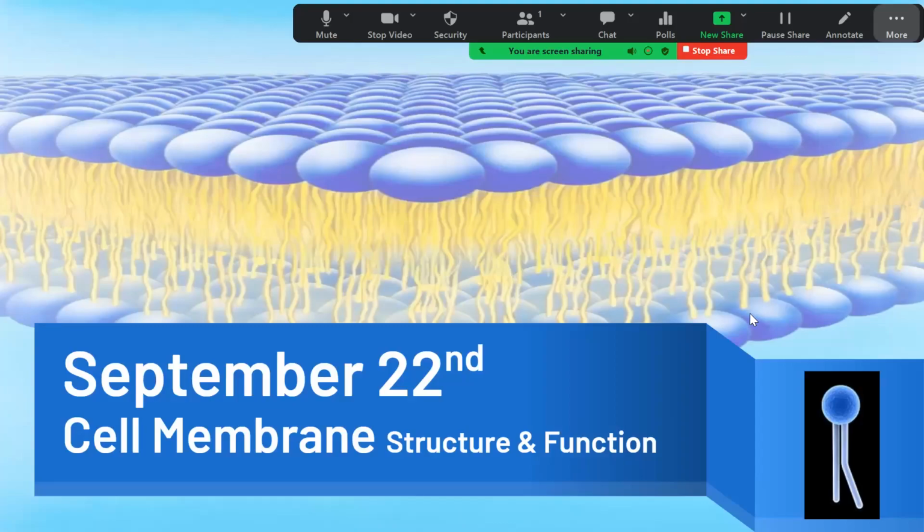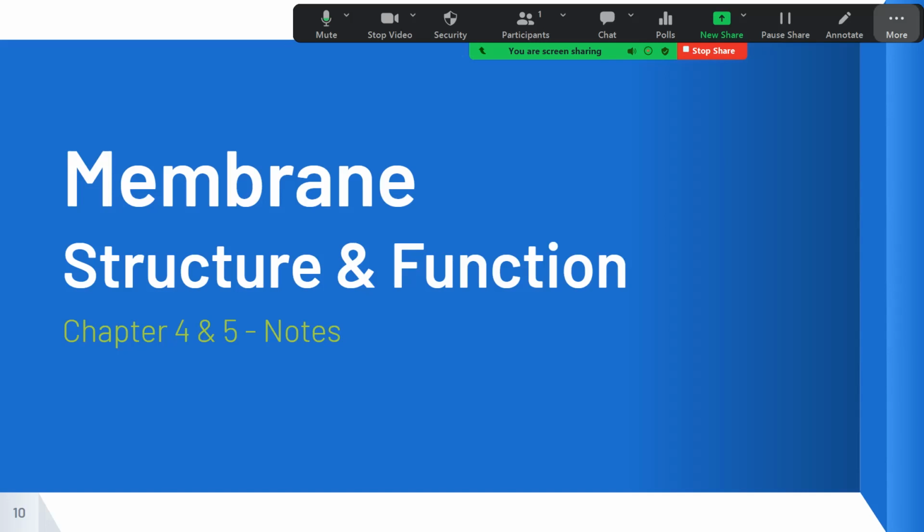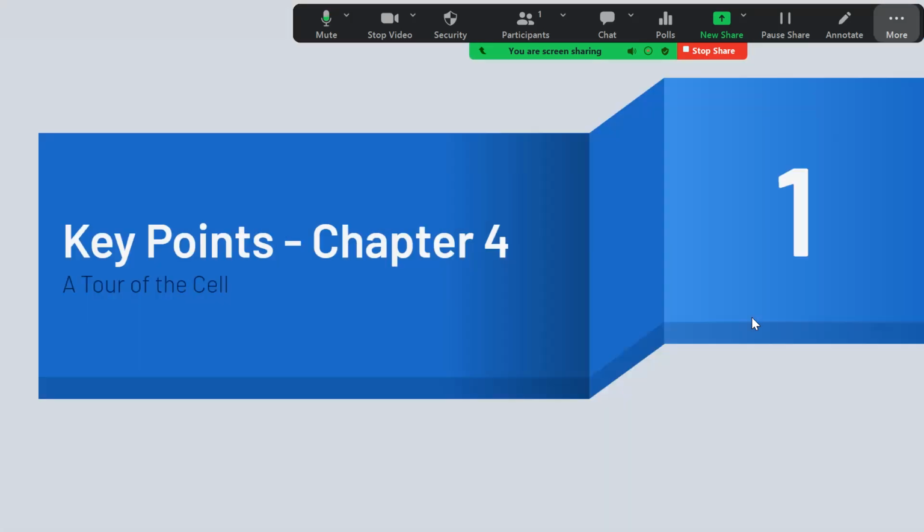Hi there. We are going to talk about chapter 4 today on cell structure. So we're going to take a quick look at some of the key points from chapter 4 and highlight some of the important things. I'm not going to go into every single organelle, but we're going to take a look at some of the important organelles and some key concepts from chapter 4.